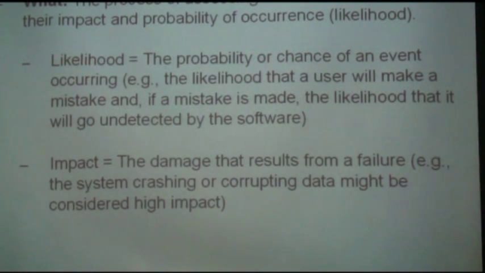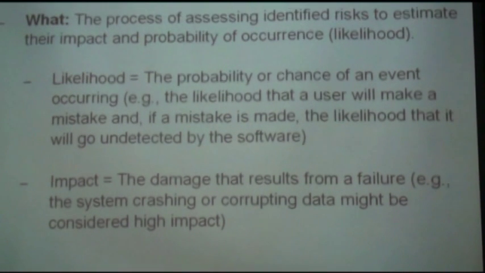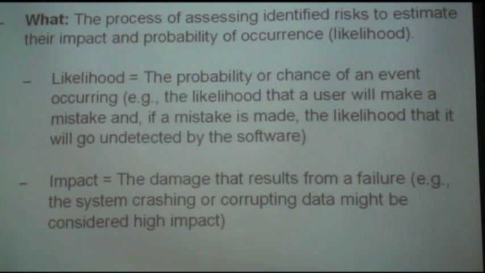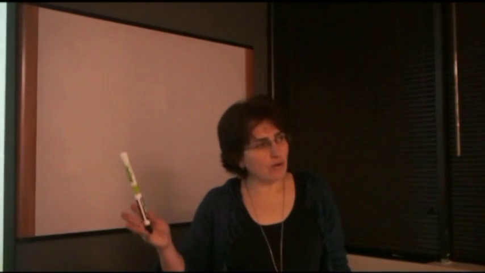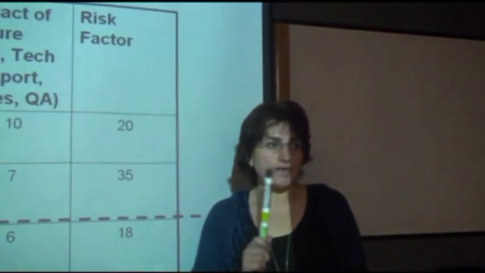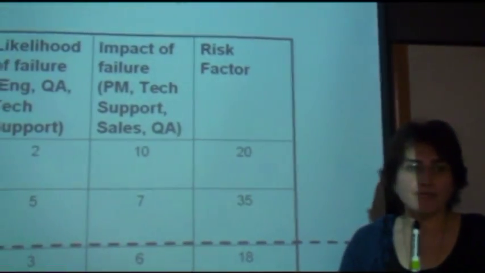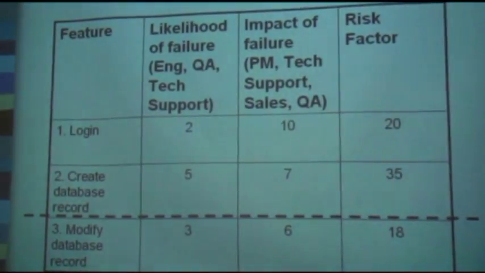So basically, likelihood is a number, and this number can be given on any scale. You can use a scale of 1 to 3, 1 to 5, 1 to 10, up to you again. The only thing is, it has to be consistent for all the features and for all the columns in your table. So when you ask people to evaluate the likelihood of failure for each feature, you are asking them how likely they think this feature will fail when used by the customers.